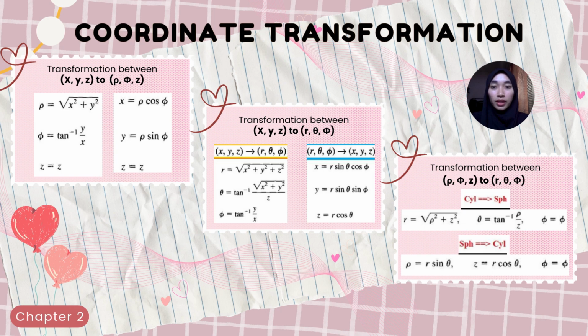This slide outlines the exact mathematical transformations. For example, we can shift from Cartesian to cylindrical using simple trigonometry or go all the way from cylindrical to spherical coordinates. Converting our coordinates properly can turn a highly complex physics problem into a much simpler calculation.